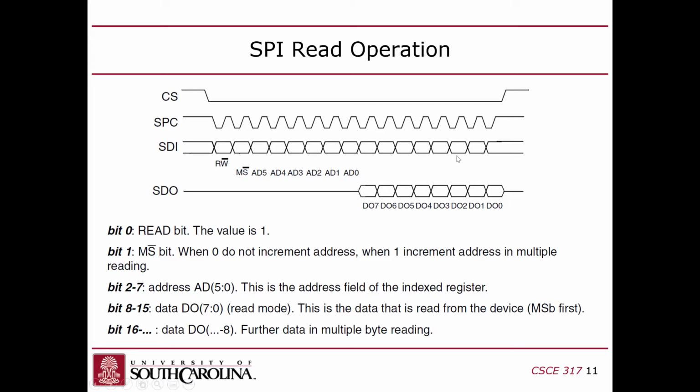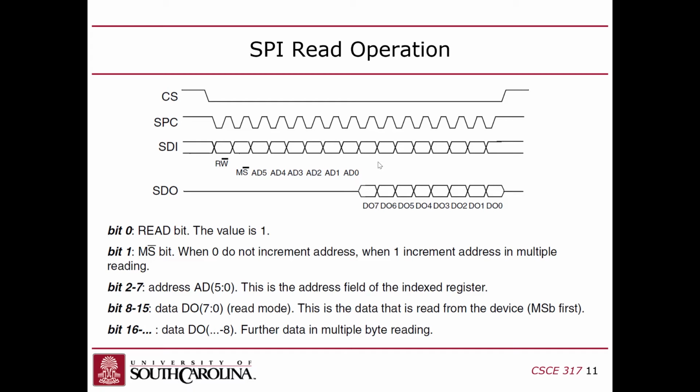So this diagram could have shown that SDI could have just been a flat line in the second transaction. Now this picture came directly from the data sheet for the accelerometer, so that was the way they chose to show it.